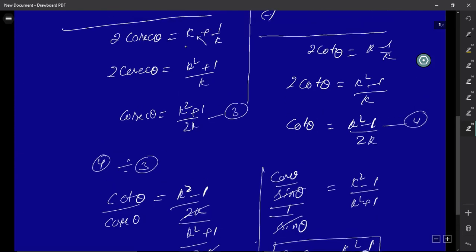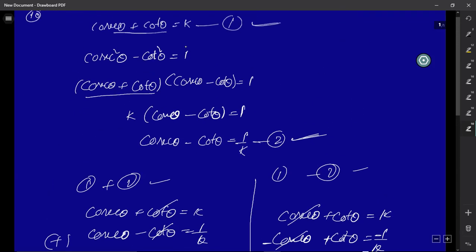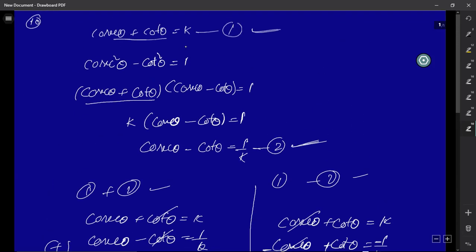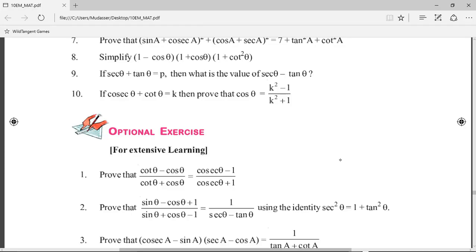And this is what they wanted us to prove. See here, cos theta is equal to k square minus 1 by k square plus 1. So this is what they wanted us to prove.